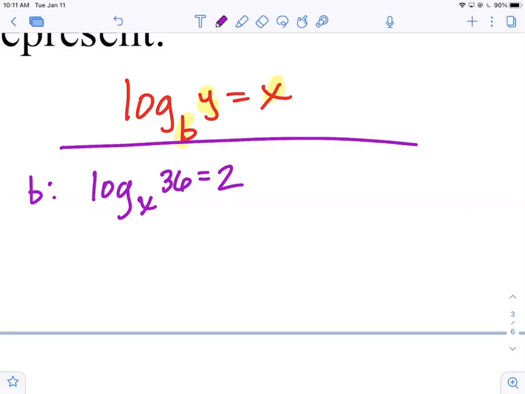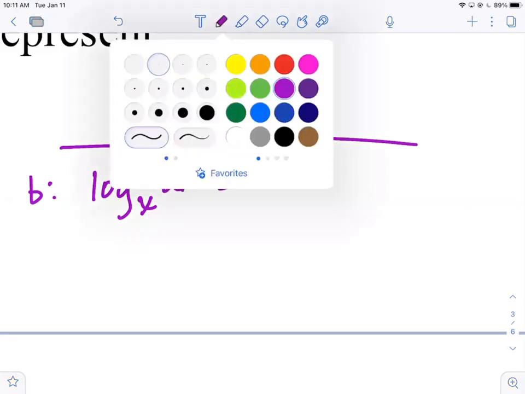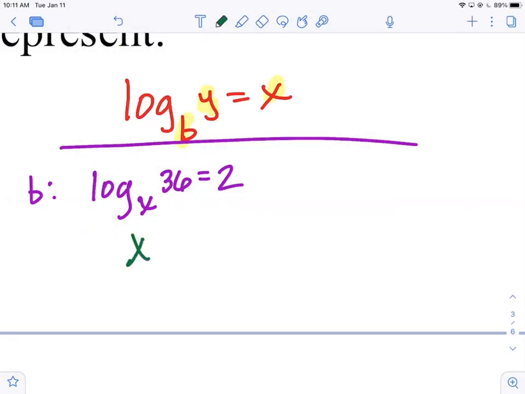If it's in log form and you're still squeamish about log form, convert it to exponential form. Let's see what that would look like. x to the second power equals 36, right? Now I've turned it into a polynomial equation, a quadratic. But at this point, it could still be a cubic or a quartic or a fifth degree.